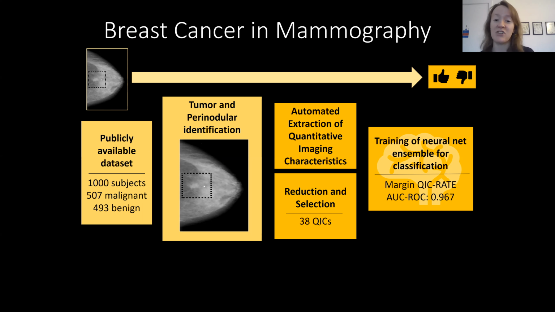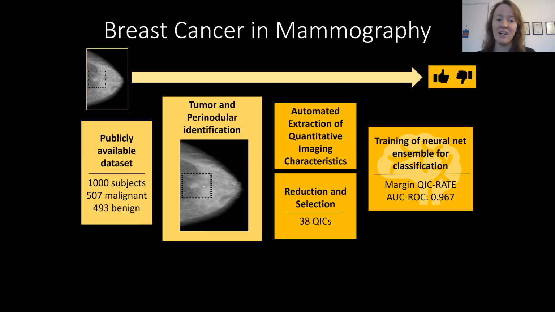We again did automated extraction of those quantitative imaging characteristics, so the intensity characteristics and texture ones that have been used in 2D instead of 3D. So they've been altered down into 2D for this case, and we did reduction and selection of what is informative of either breast cancer tumor or benign non-cancerous tumor. Again, we trained an ensemble of neural networks for classification. We found that we had a really great AUC ROC of about 0.97.